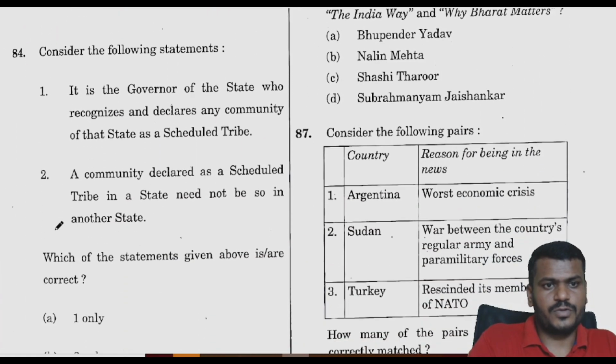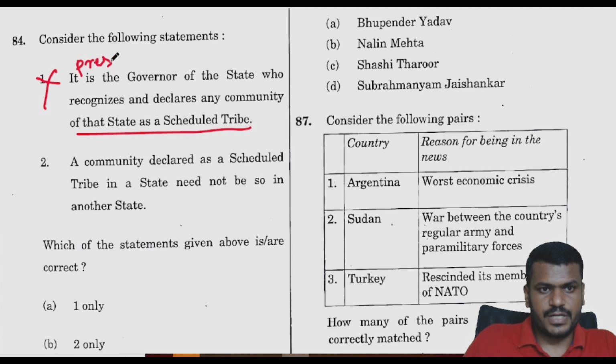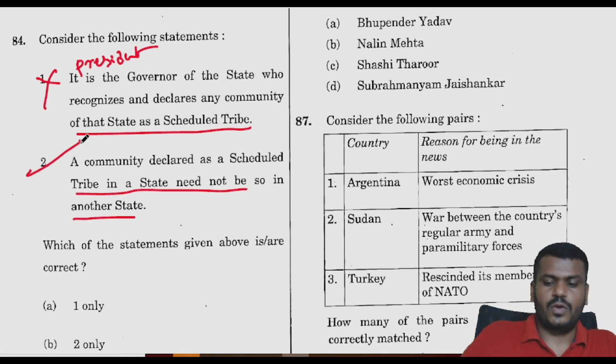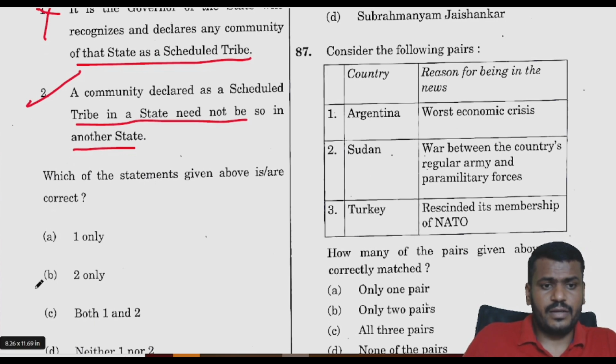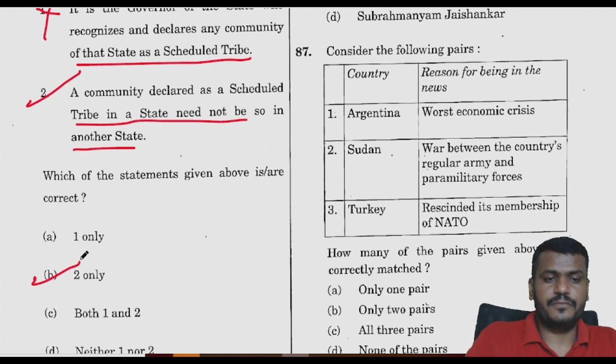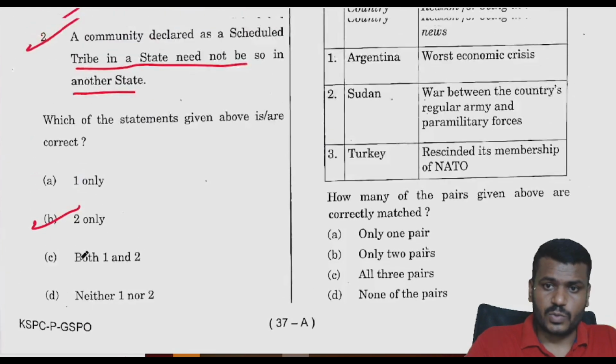Next, consider the following statements. It is the Governor of the state who declares any community of the state as a scheduled tribe. No, normally this is done by the President of India. Next, a community declared as a scheduled tribe in a state need not be so in another state. That is correct. One community can come under the ST category in one state but may not be in other states. It is not mandatory that if a community is in the SC category in one state, it should come in another state also. It is not like that.